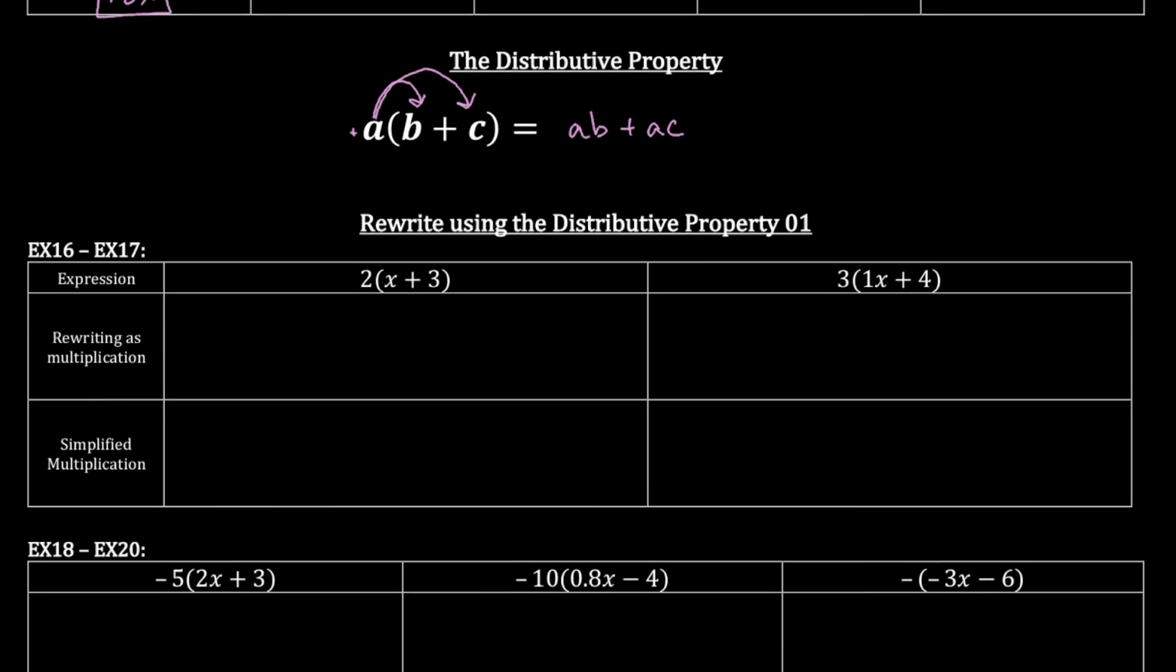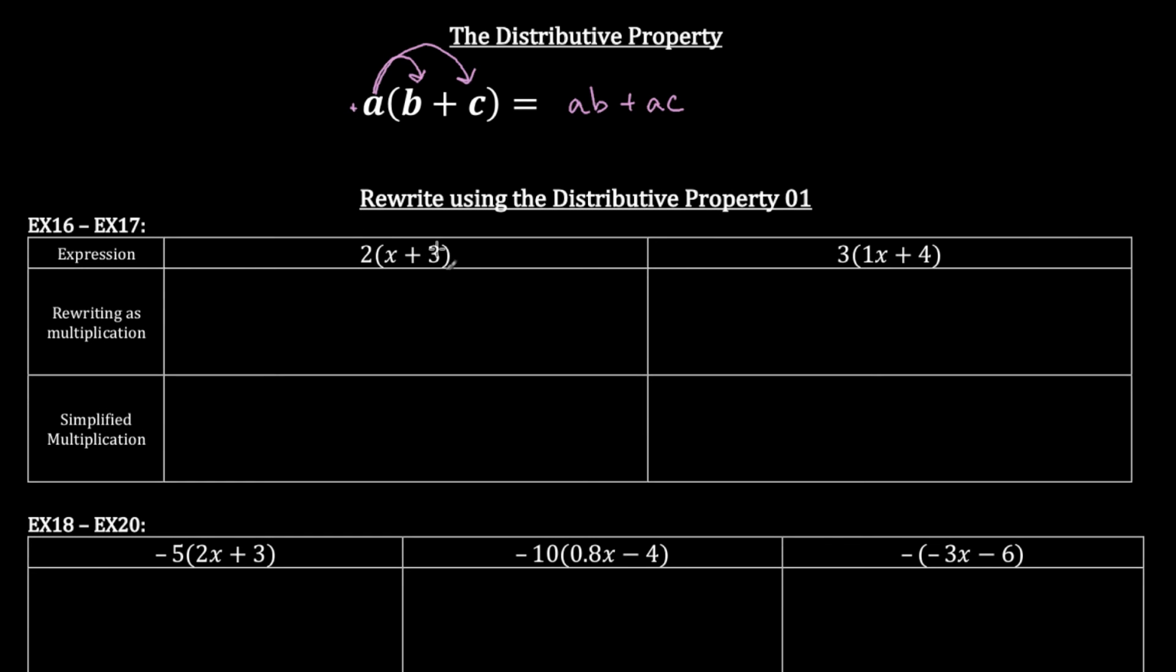So I'll give you some examples. So 2 times x plus 3. We can rewrite this as 2 times x, that's a positive, so plus 2 times 3. And let's look at this next one. 3 times 1x plus 4. We can rewrite this as 3 times 1x. It's positive. Plus 3 times 4.